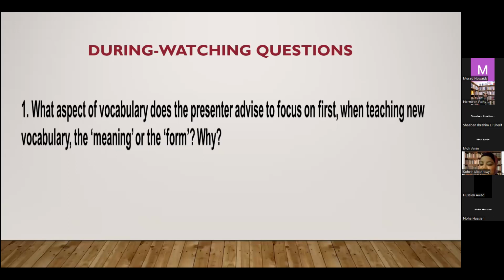For the questions, what aspect of vocabulary does the presenter advise to focus on first? Sure, we'll focus on both meaning and form, but first, what should we focus on, meaning or form, according to the video? Meaning. Most of them say meaning. Yes, perfect. Meaning. He starts with focusing on the meaning, and then at the end he starts to use colored pens, colored markers to differentiate between forms, whether it's a verb, a noun.